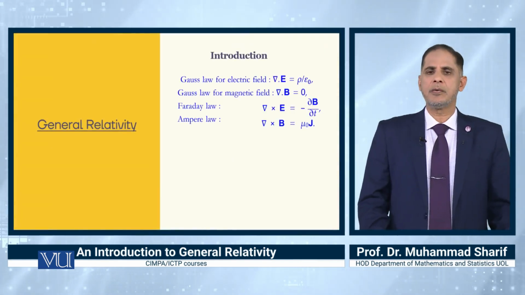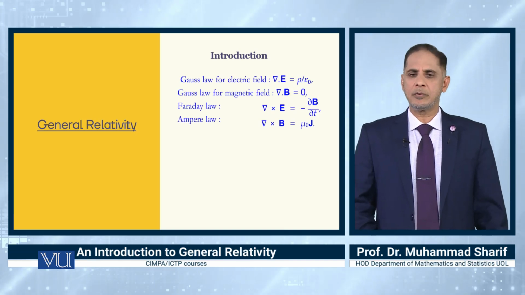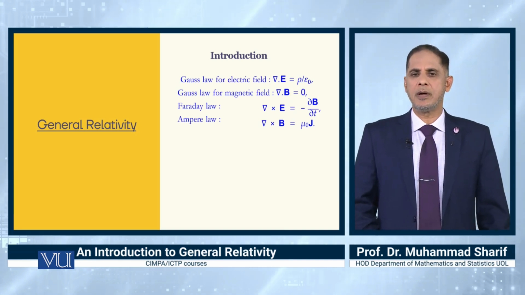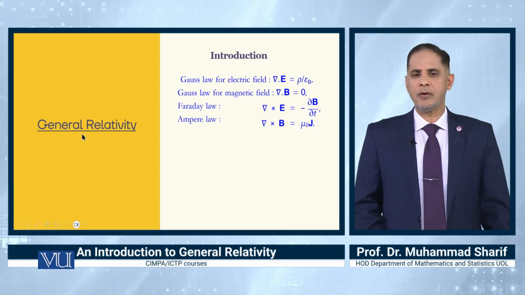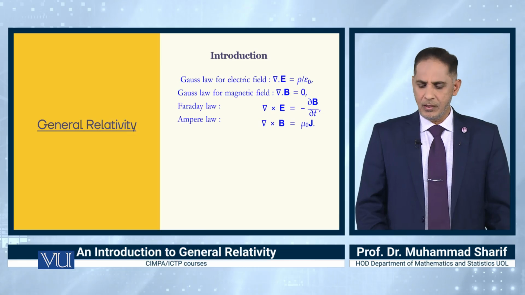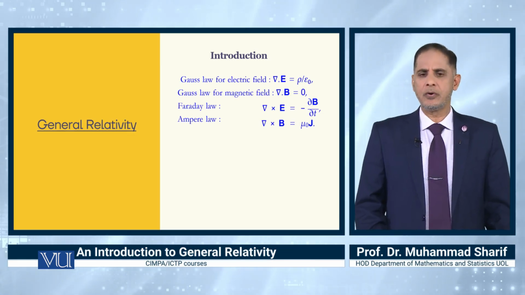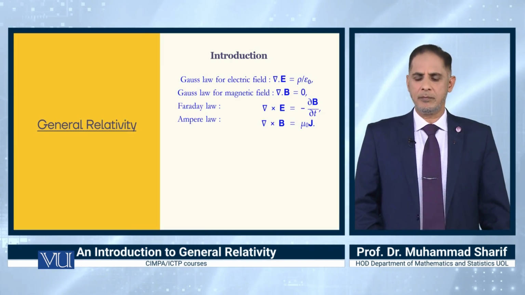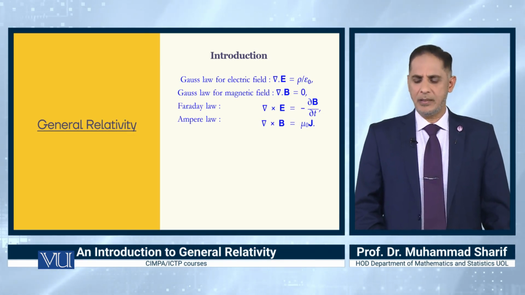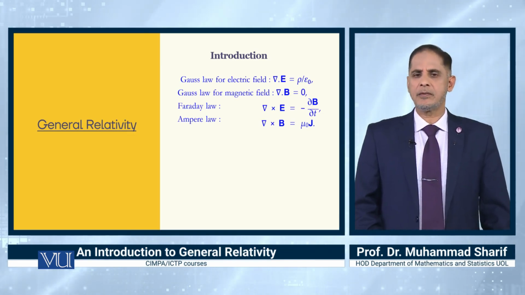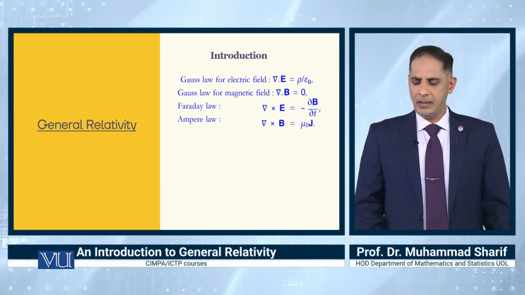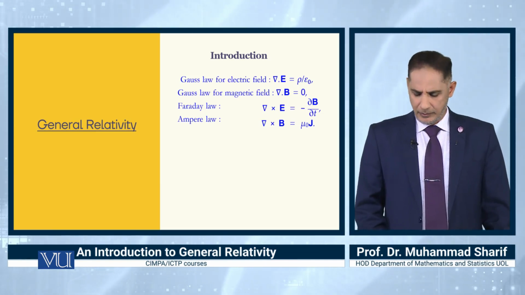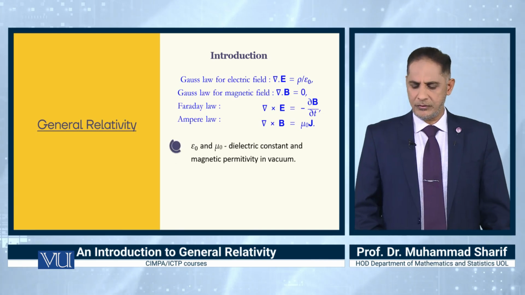So, let me start from the very beginning, how the special theory of relativity was developed and how Einstein was inspired by the theory of electromagnetism. We all know these 4 laws of electromagnetic theory. First is the Gauss law for electric field, that is the divergence of E is equal to rho over epsilon naught. Here E is the electric field, rho is the charge density, and epsilon naught is the dielectric constant in vacuum.